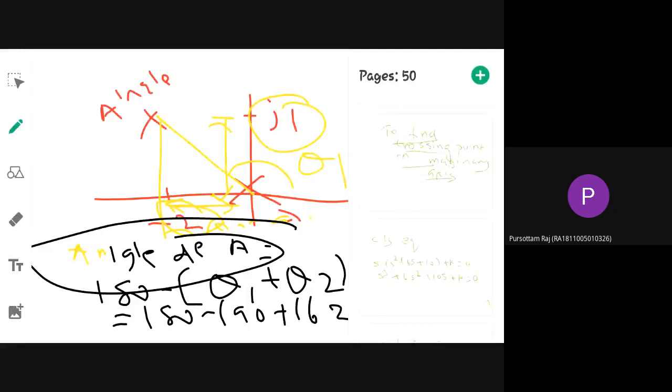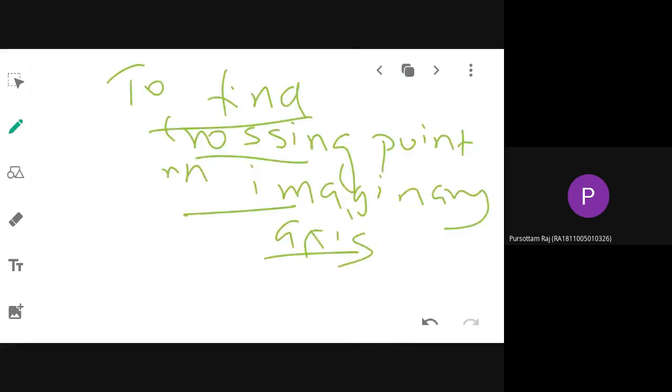Okay, to find out where it crosses on the imaginary axis, there is a particular procedure that you have to follow. This is your last step. With that, this problem will be over.